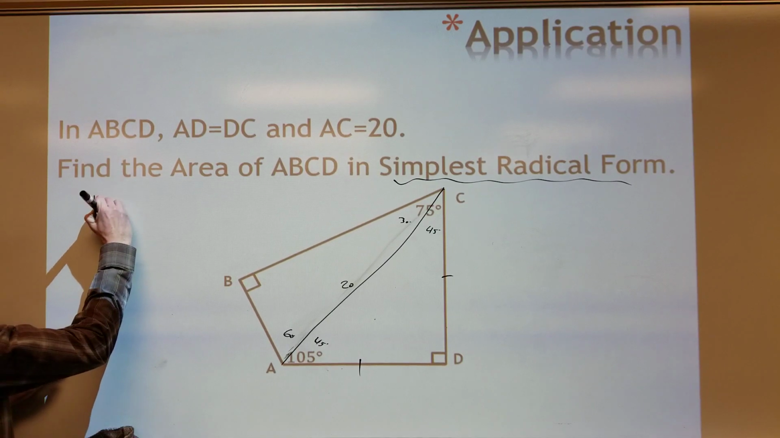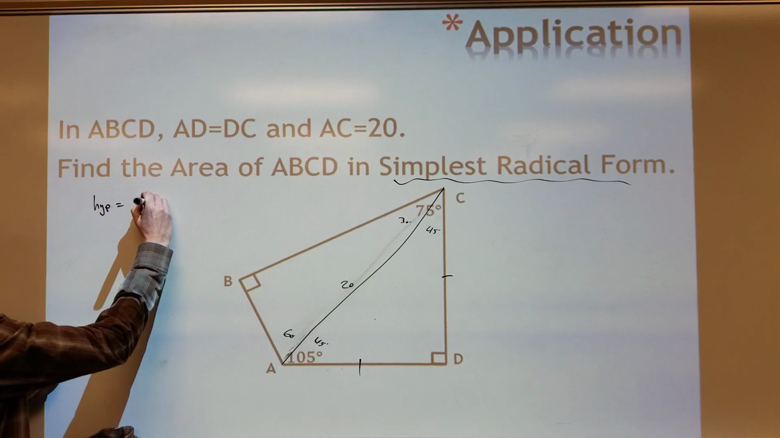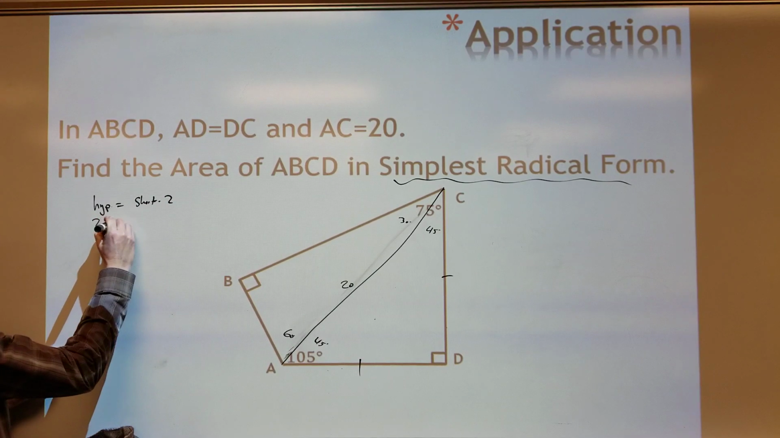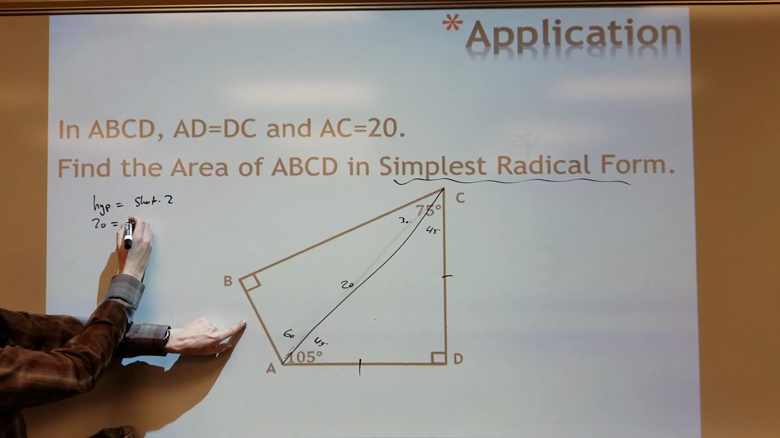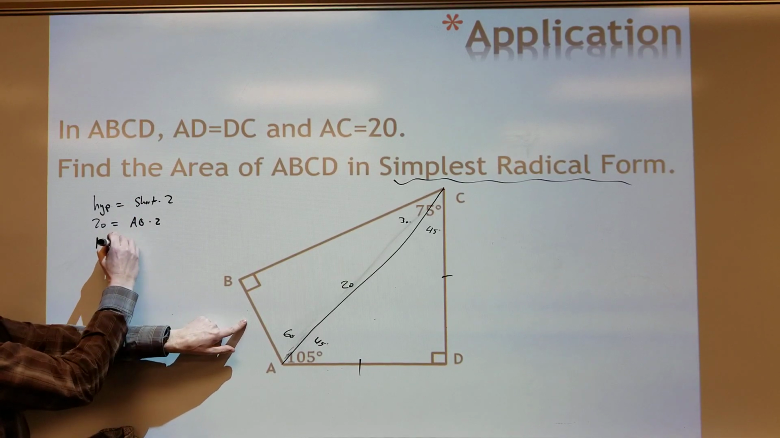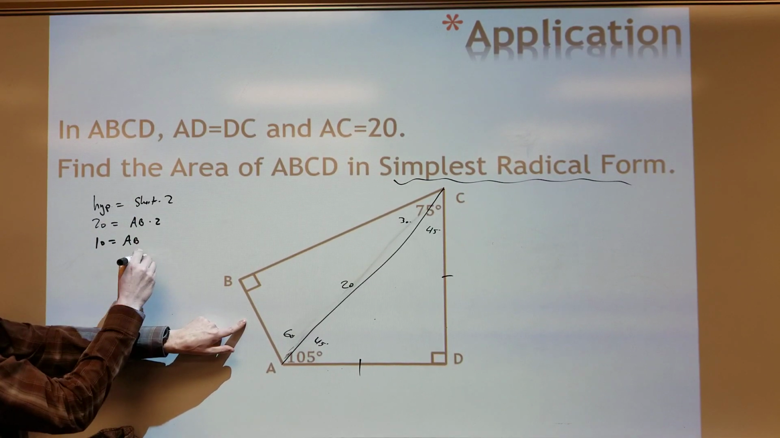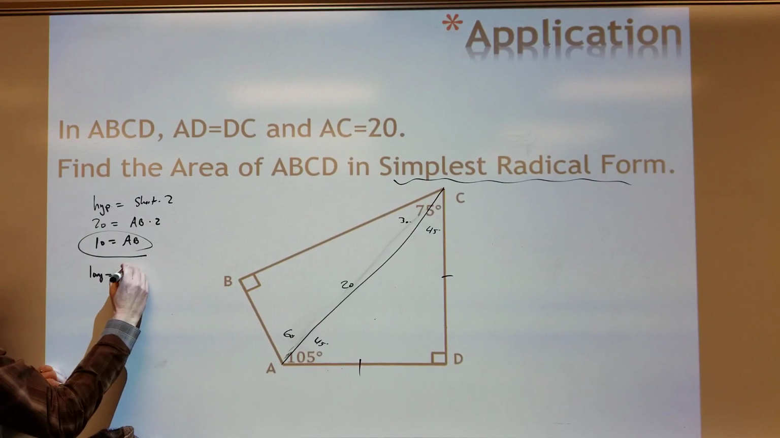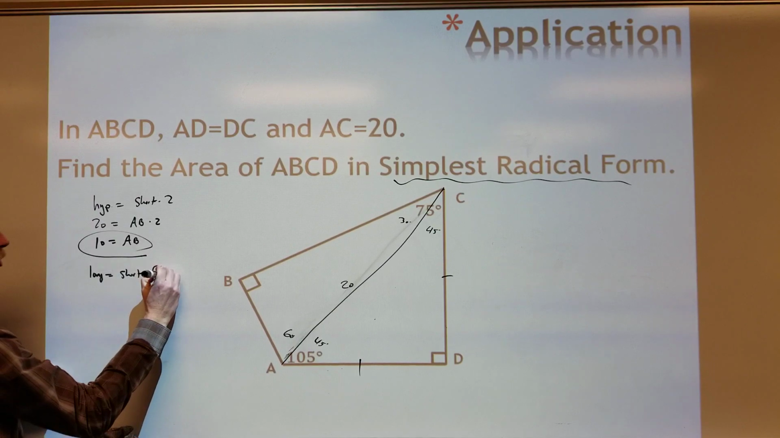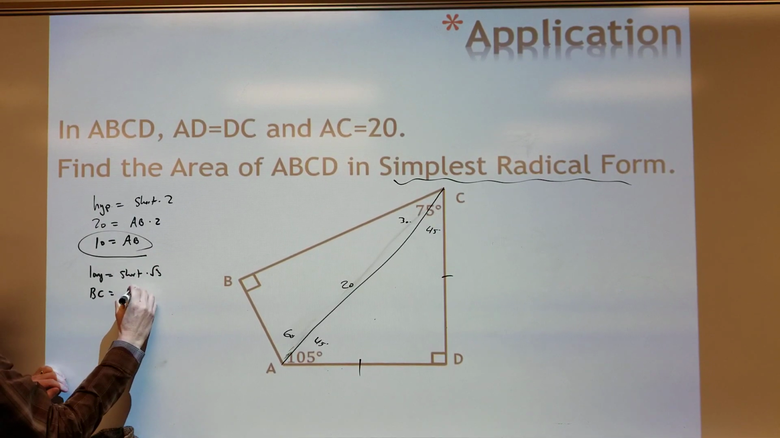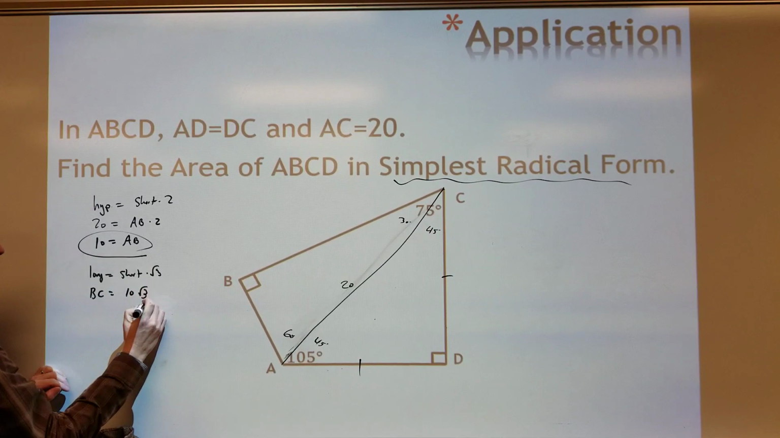So we're going to start with the hypotenuse is equal to the short leg times 2, which means that 20 is equal to the short leg AB, the length of segment AB times 2, or 10 is equal to the length of segment AB. So then the length of the long leg is equal to the short leg times the square root of 3. So side BC is the long leg. That's going to equal the short leg, 10, times the square root of 3.